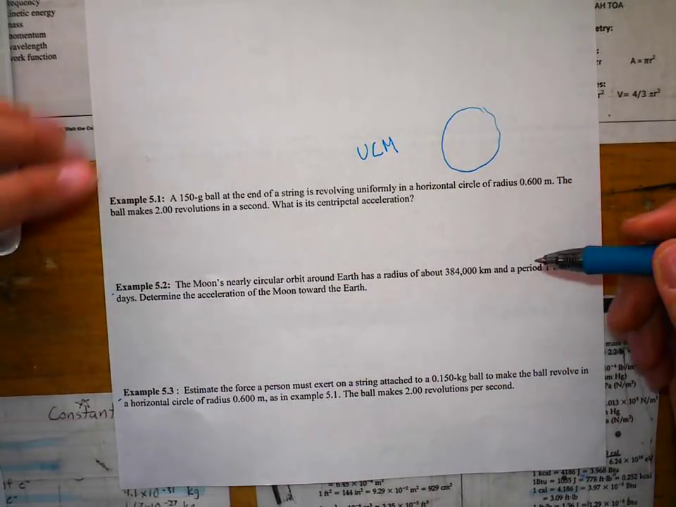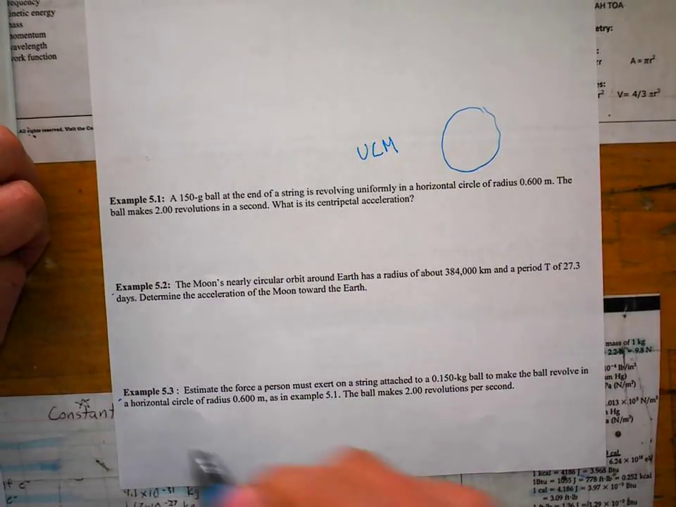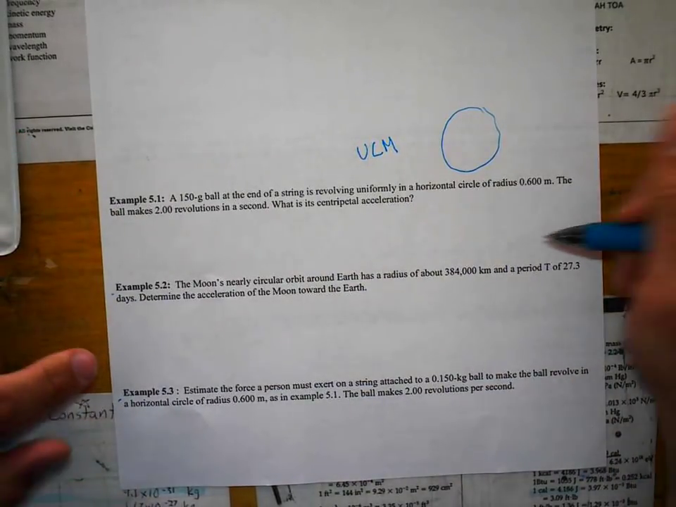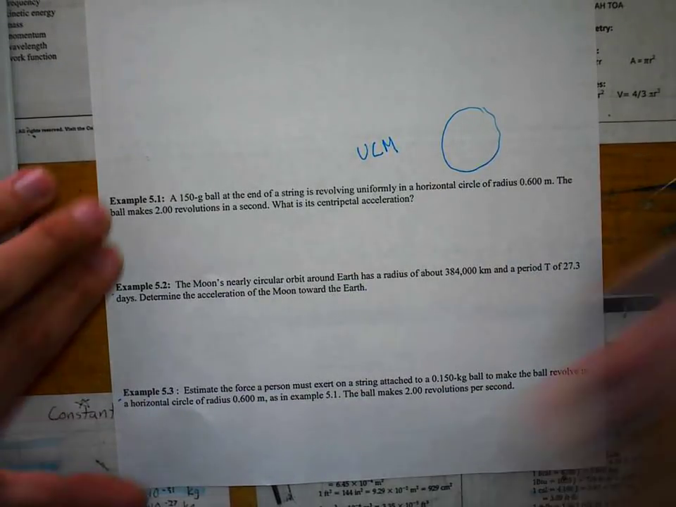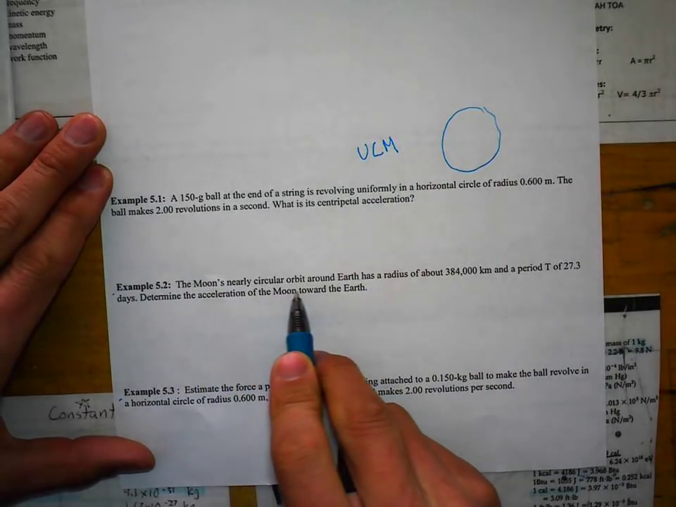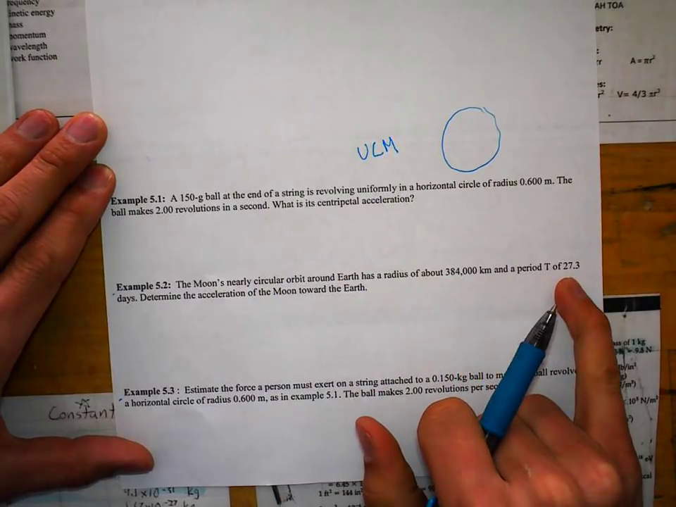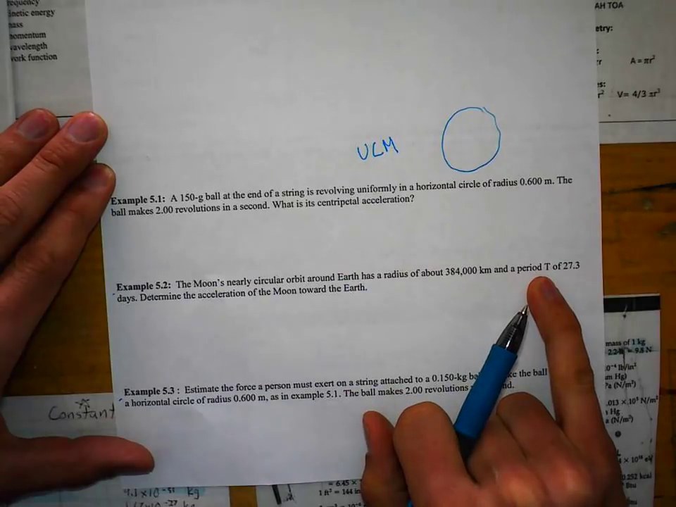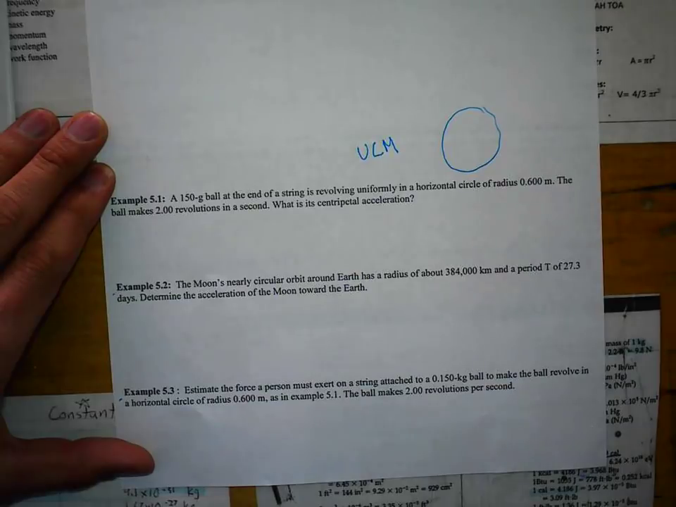Some of these I'm going to do all of the way out for you, and you just need to take notes. And some of them I'm going to start, and you need to finish them. So example 5.2 is very similar to example 5.1. So I'm just going to start it for you. The moon's nearly circular orbit around the Earth. Got the radius, and we've got the period, which is a month. Capital T, that's time, but it's a special time because it's one time around, all right, period.